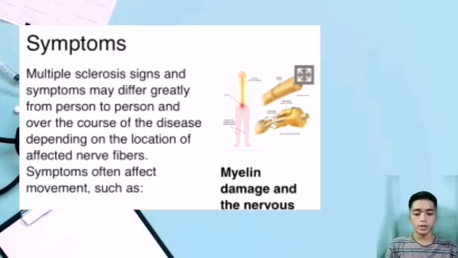Then the next one is the multiple sclerosis symptoms may also include the slurred speech, fatigue, dizziness, tingling or pain in parts of your body, and also the problem with sexual, bowel and bladder functions.